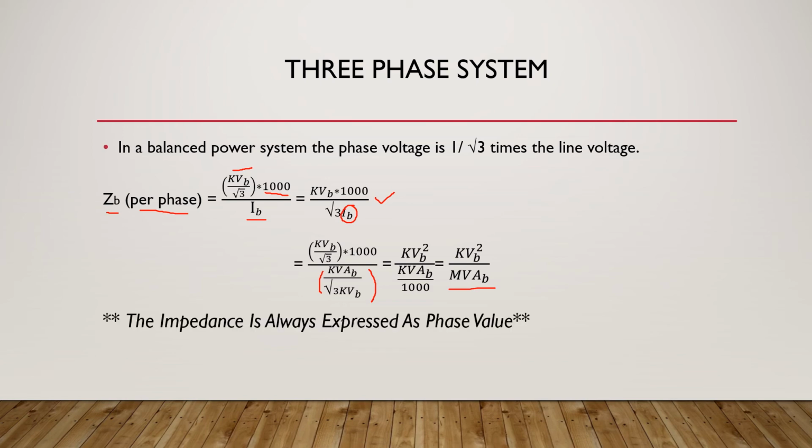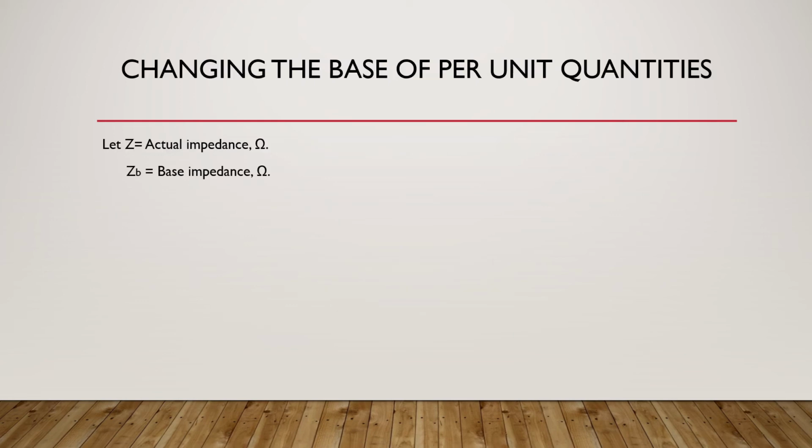Clear? Here we have to keep one point in mind all the time: impedance is always expressed per phase. So we got the base value of current and the base value of impedance per phase. Like that we can calculate any of the quantities in per unit. Once we are clear with the base values, we can find the per unit values with a simple formula: actual value to base value.